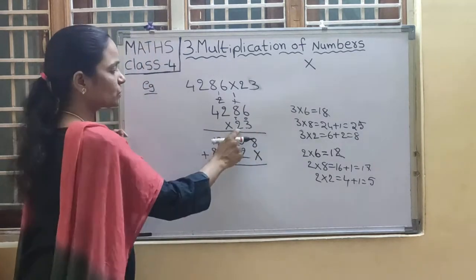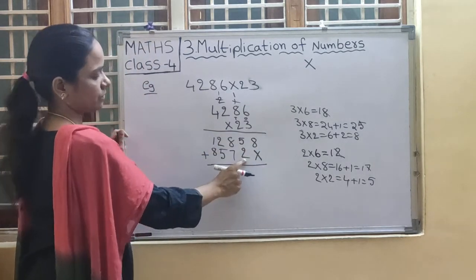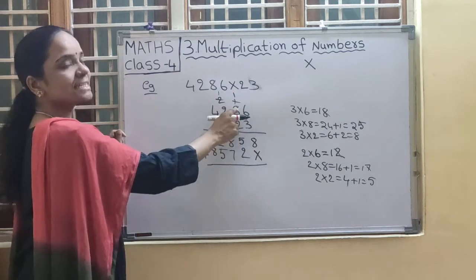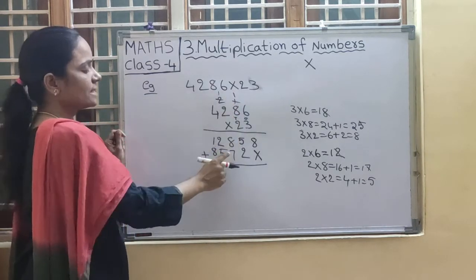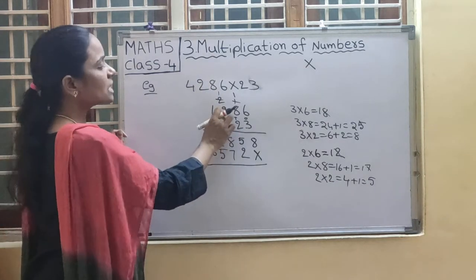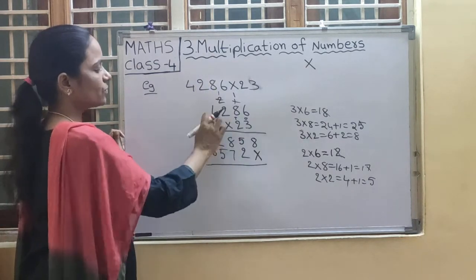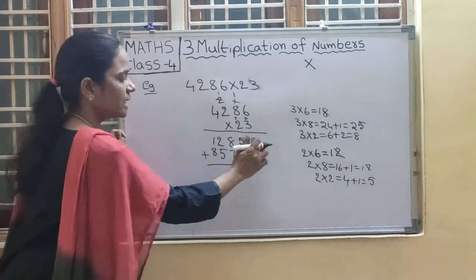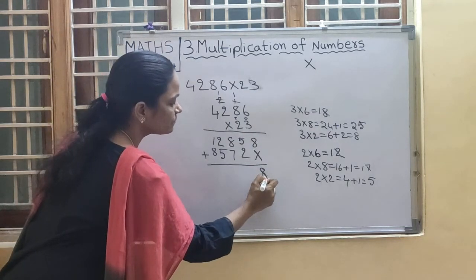Shall we check again? 2 6s are 12. 2 right here, 1 is the carry. 2 8s are 16. 16 plus 1 is 17. 7 right here and 1 is the carry, written in the next place. 2 2s are 4. 4 plus 1 is 5. 2 4s are 8. Now we have to add. The same number will come, 8.